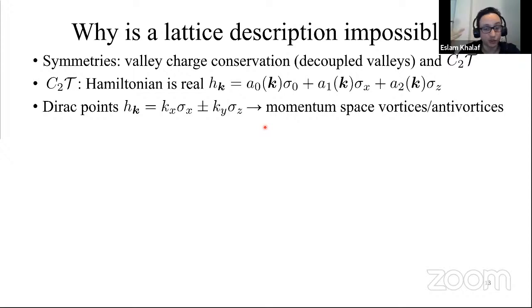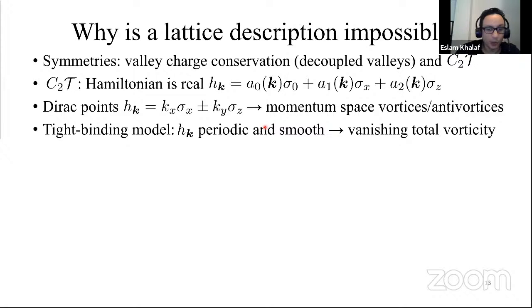Now, a relatively simple thing that one can show is that if you have any tight binding model with local hoppings or short range hoppings, the resulting H of k that you would get out of it would be smooth and periodic. This is essentially a statement that the Fourier transform of a local function is a smooth and periodic function. And if H of k is periodic and smooth, it implies that this vector cannot have a net winding around the Brillouin zone. If you go around the Brillouin zone, you'll find that the integral of the winding has to be zero, which tells us that the total vorticity has to vanish.